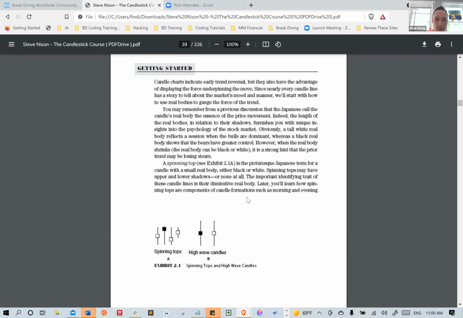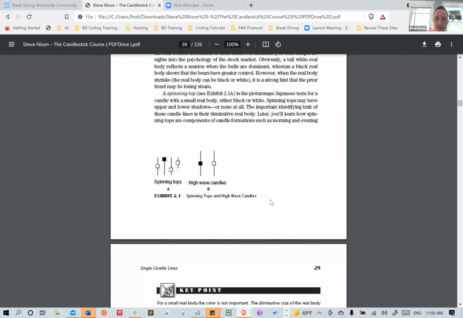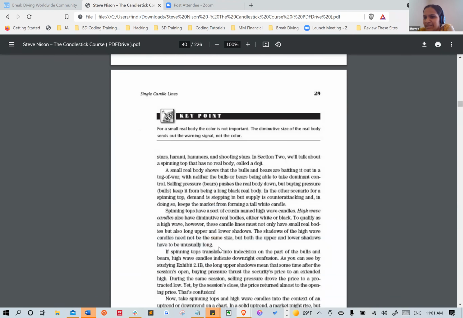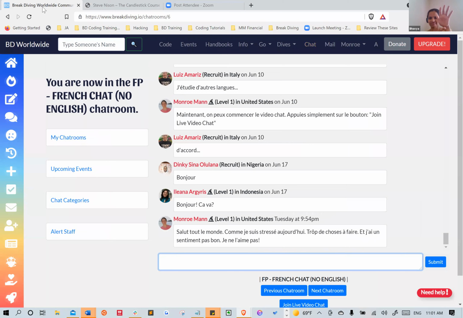Yes. So the important identifying trait of these candle lines is their diminutive real body. Later, you'll learn how spinning tops are components of candle formations such as morning and evening stars, harami, hammers, and shooting stars. For a small real body, the color is not important. The diminutive size of the real body sends out the warning signal, not the color.